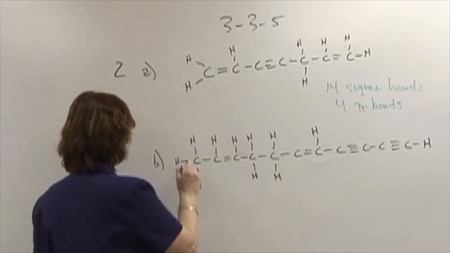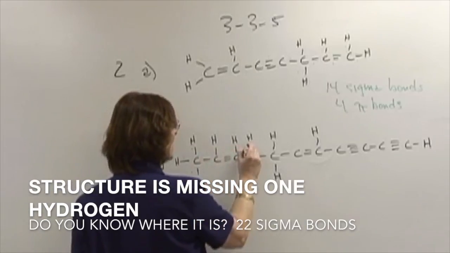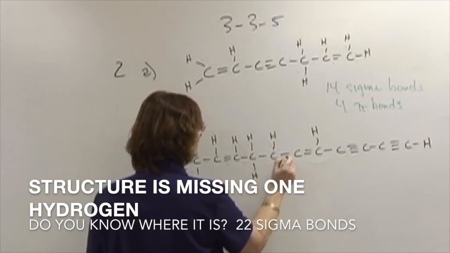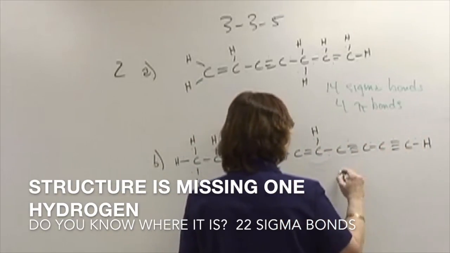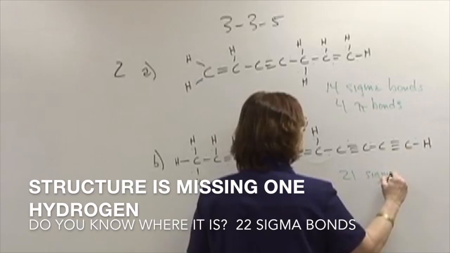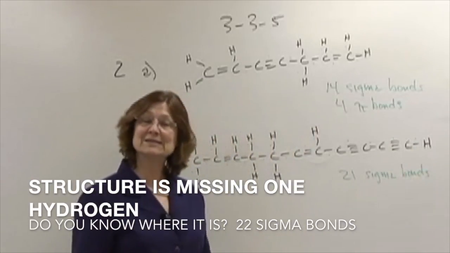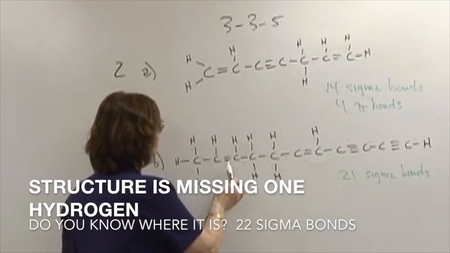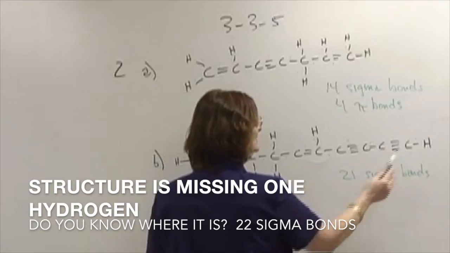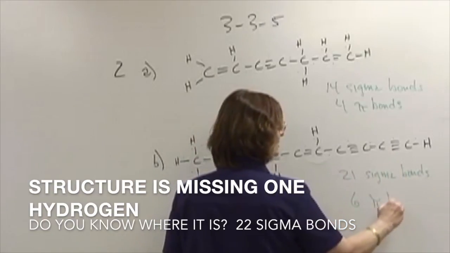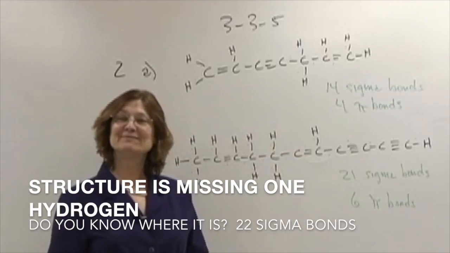Now, in this one, we have 1, 2, 3, 4, 5, 6, 7, 8, 9, 10, 11, 12, 13, 14, 15, 16, 17, 18, 19, 20, 21 sigma bonds. Just count, every bond has a sigma bond. And then we have 1, 2, 3, 4, 5, 6 pi bonds. And that's how you do number 2.